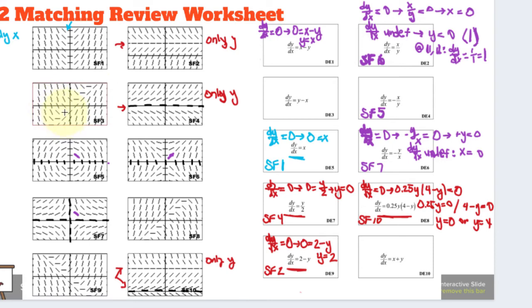Oh, look at this one. Doesn't that look like they're zeros? These are all zeros along the line y equals x. That is the line y equals x. Let's see if any of the other ones are like that. Oh, this one is too, isn't it?